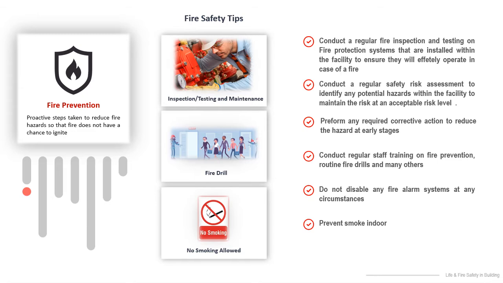Therefore, fire prevention reduces hazards through the following: conduct regular fire inspection and testing on fire protection systems that are installed within the facility to ensure they will operate effectively in case of fire; conduct regular safety risk assessments to identify any potential hazard within the facility to maintain the risk at an acceptable level; perform any required corrective action to reduce the hazard at early stages; conduct regular staff training on fire prevention, routine fire drills, and many others; do not disable any fire alarm system under any circumstances; prevent indoor smoking.